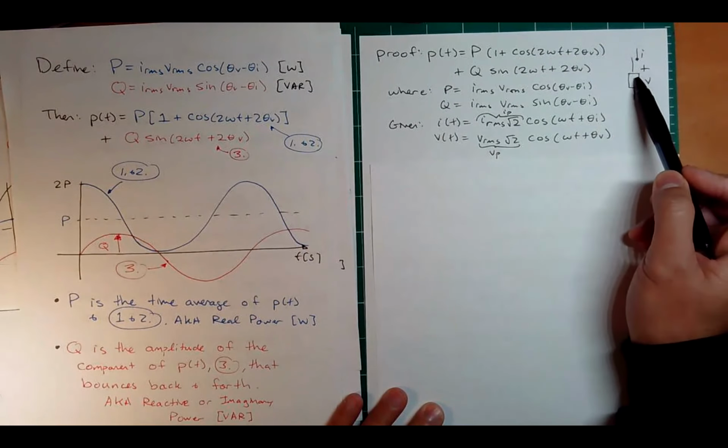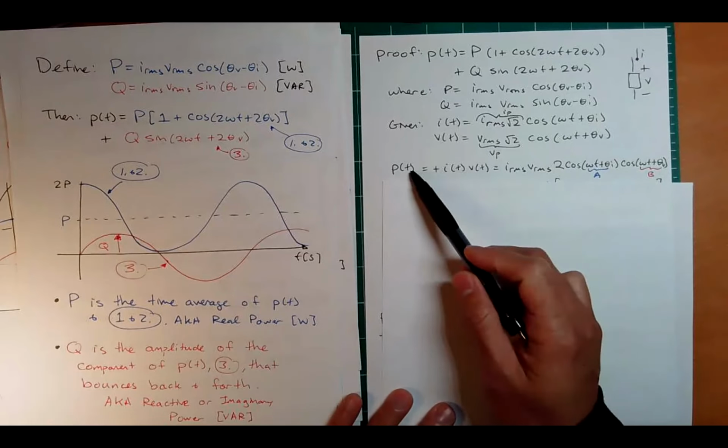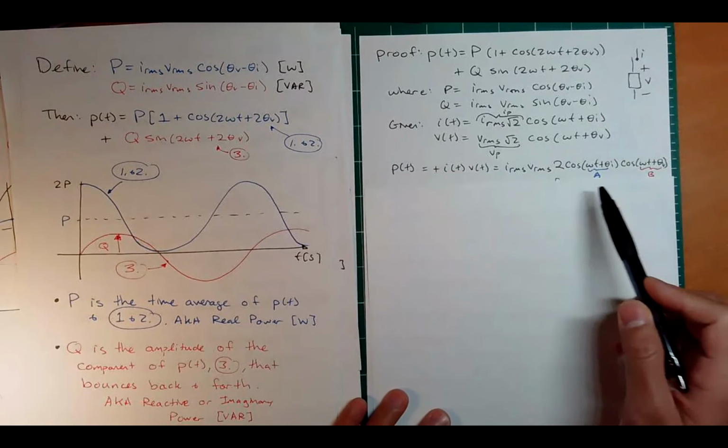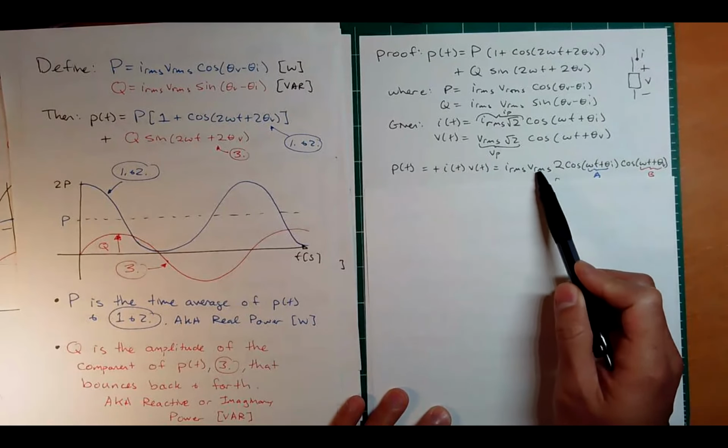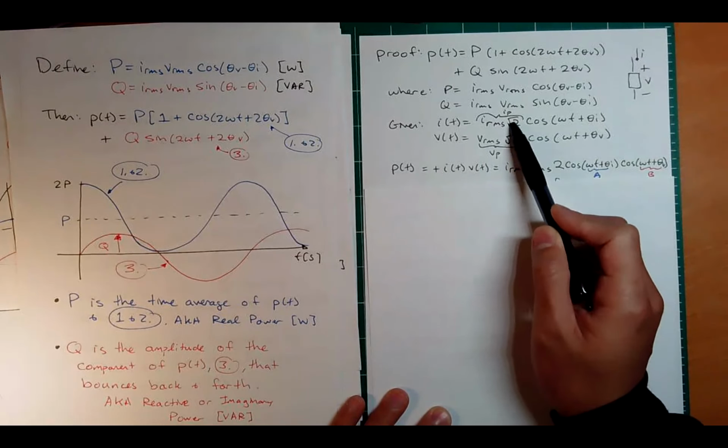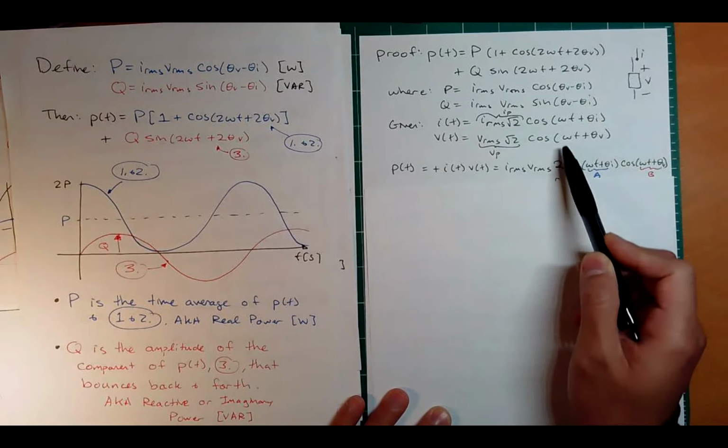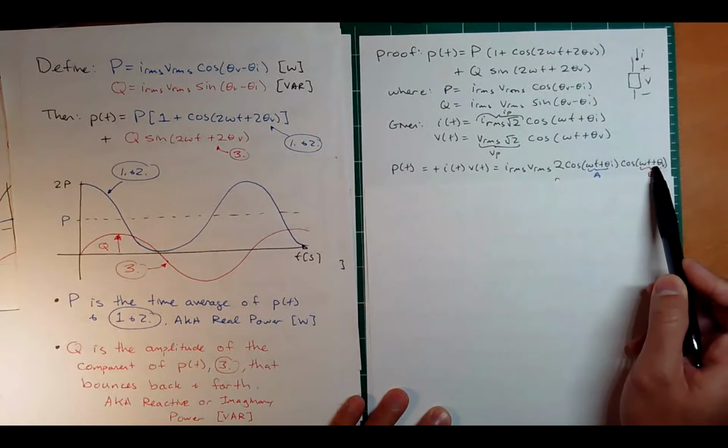Now what we're going to do is take the instantaneous power and multiply them together. Bang, bang. And what do we get? We get IRMS VRMS times 2, right? Because I'm multiplying all these things together, and this times this. No problem.